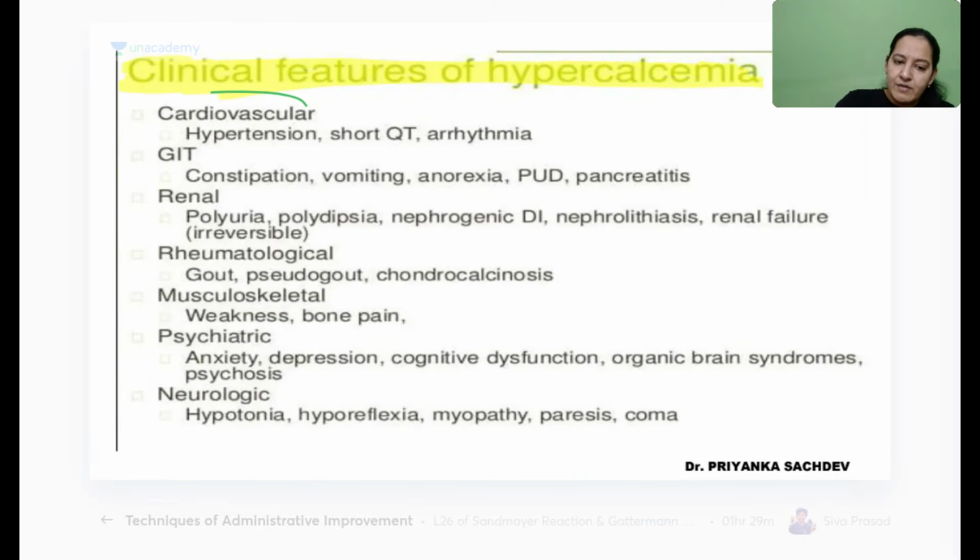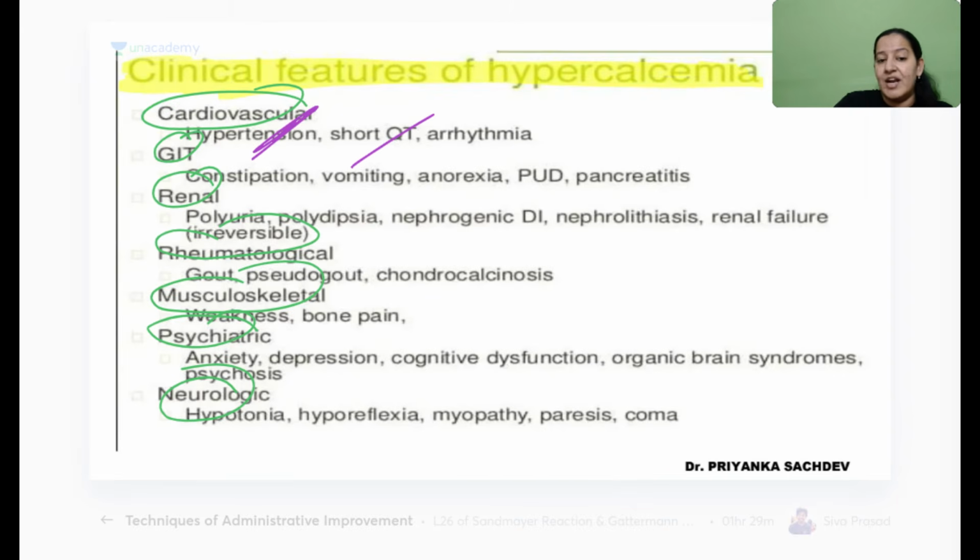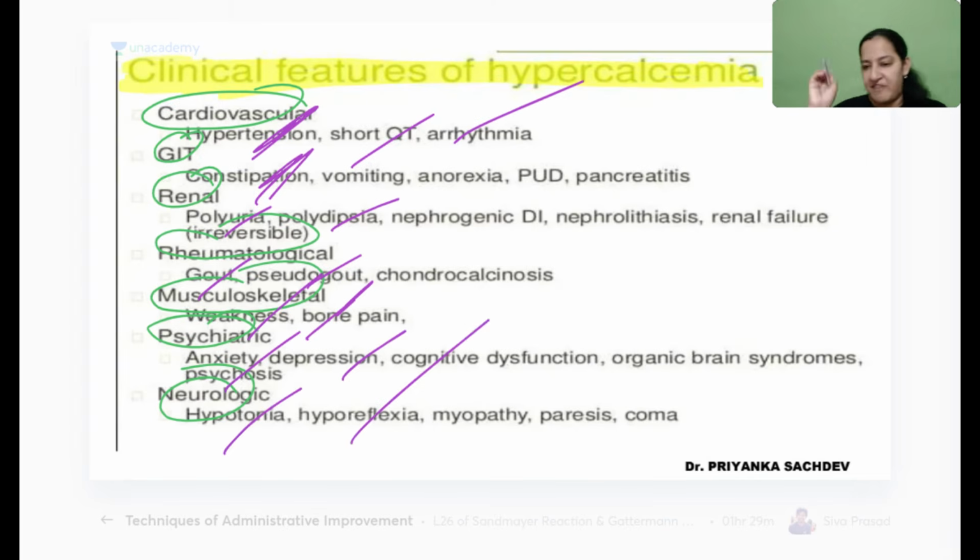There are many symptoms: cardiovascular, GIT, renal, rheumatological, musculoskeletal, psychiatric, neurological. In cardiovascular, the patient presents with hypertension, short QT and arrhythmias. In renal, polyuria and polydipsia: more thirst, more urine. In GIT, constipation and vomiting. In rheumatological, gout and pseudogout. In musculoskeletal, bone pain and weakness. In psychiatry, anxiety and depression. And in neurological, hypotonia and hyporeflexia.